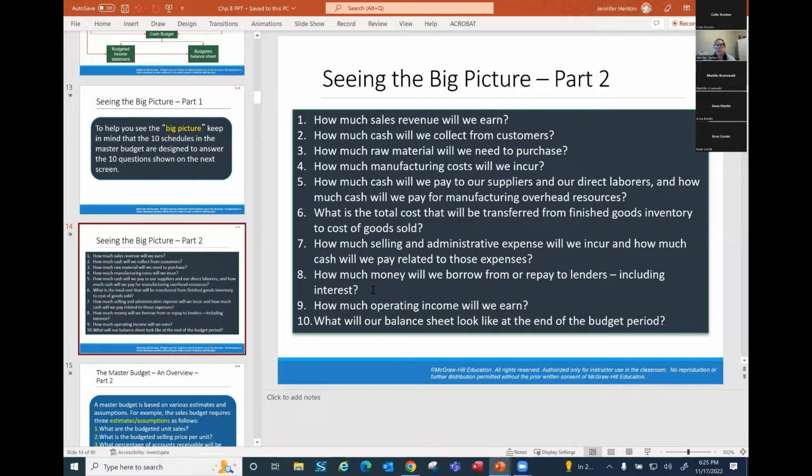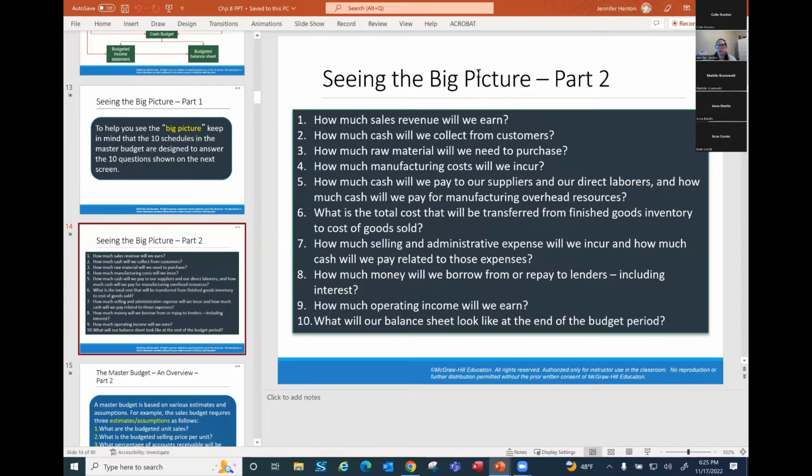How much operating income will we earn? And what will our balance sheet look like at the end of the budget period? Because remember, we may want to have some inventory left over, because we always want to plan to have some ending inventory going into the next month, so we have some availability there.